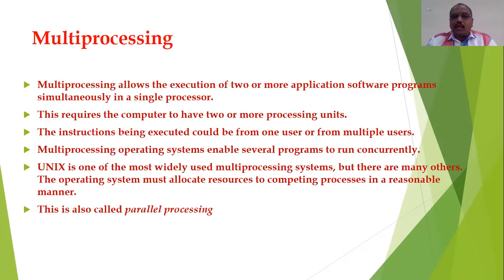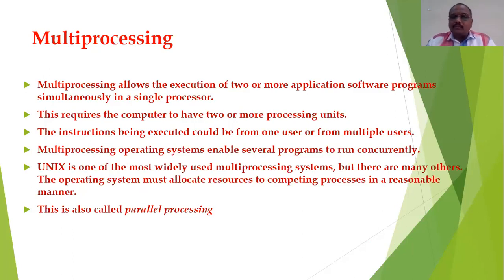This requires the computer to have two or more processing units. Because when you want to do multi-processing, we need two or more processing units. The instructions being executed could be from one user or from multiple users. Maybe a single user may give the instructions, or they may be given by multiple users.